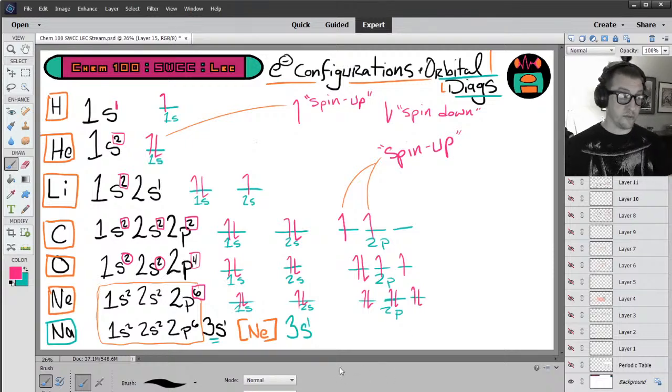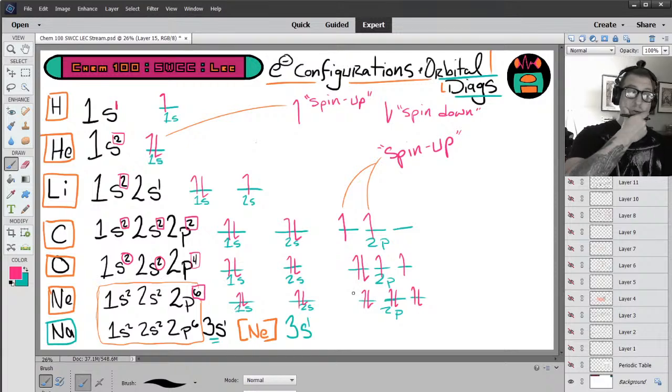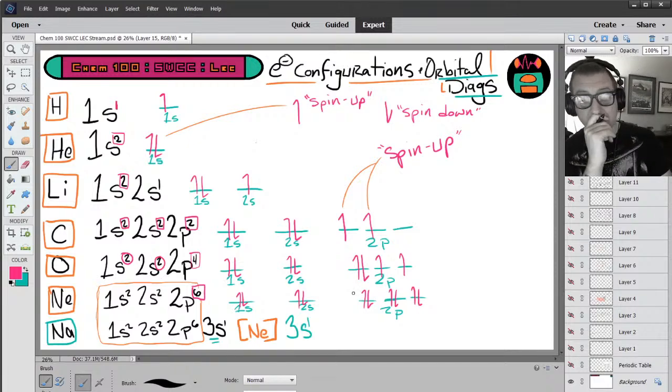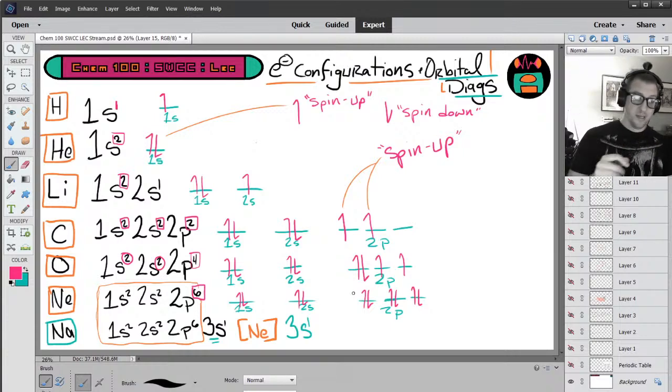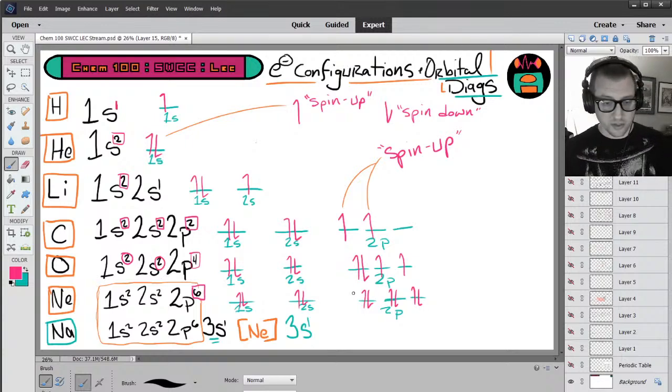Everybody's paired up. That's what would happen if my wife and I had 2 more kids. We're not planning on it. I think 4 is a good number. But anyways, if you keep having kids, more electrons double up. It's the moral of the story.